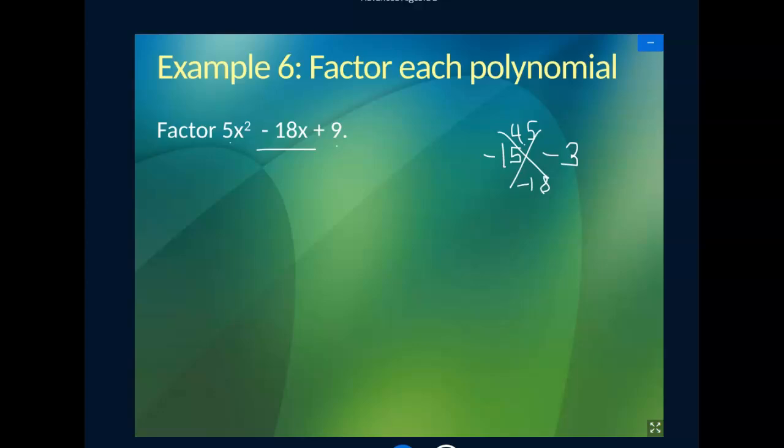So remember, we take those two numbers and we replace them in the middle. So you have 5x squared minus 15x minus 3x plus 9. Group the beginning, group the end. Make sure when you group the back end, you group the negative inside, or else it's not going to be done correctly.